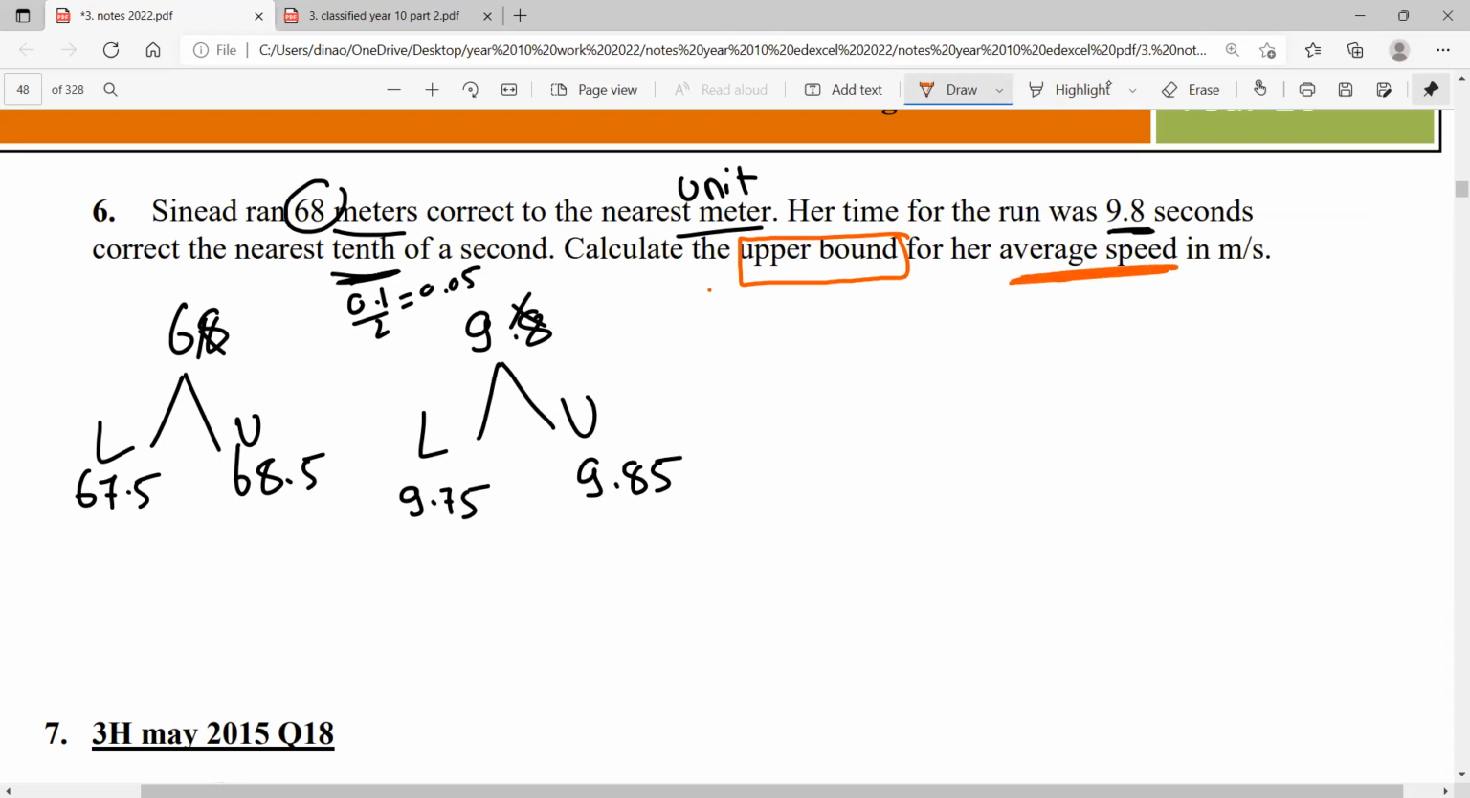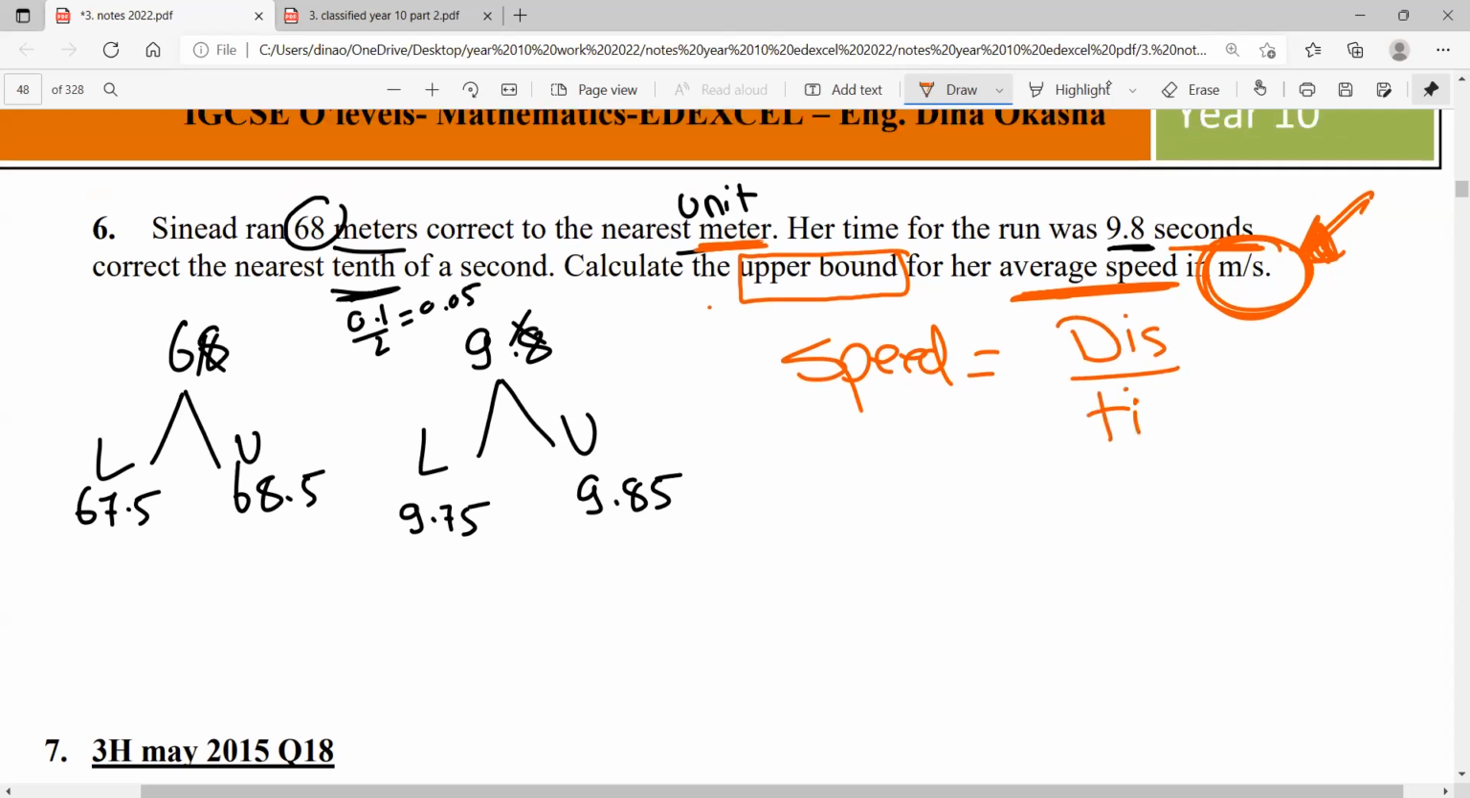It says speed. Okay, now check the units again. Guys, you have to check the units, and sometimes in some annoying questions, the units are different. Is the distance in meters? Yes. Is the time in seconds? Yes. We all know the rule of the speed: distance over time. So as you can see, this question is division, and it says find the upper bound of the speed.